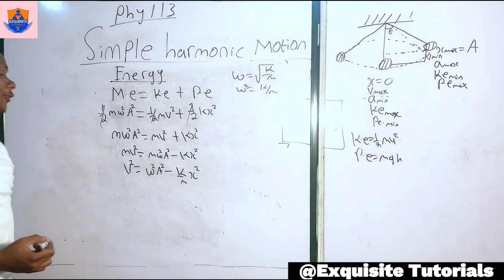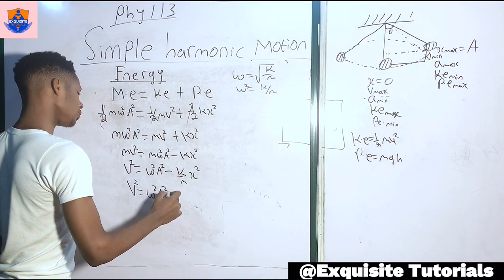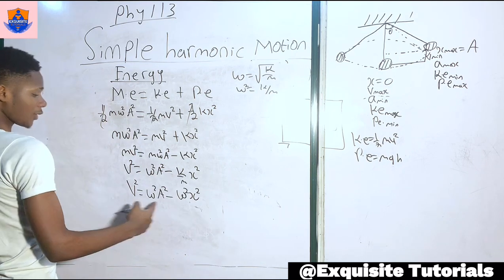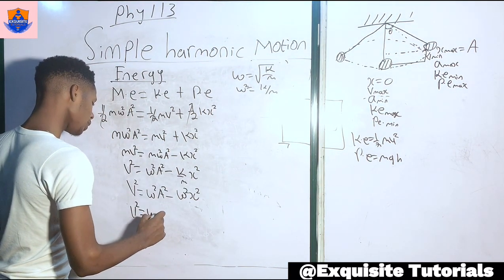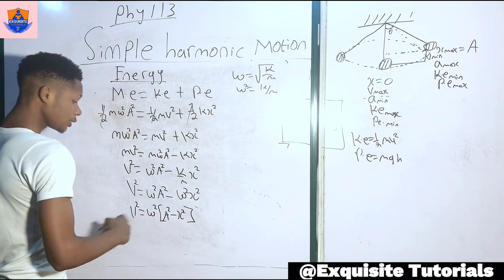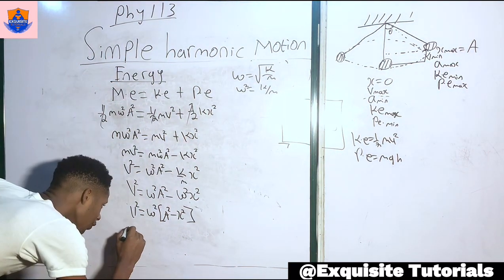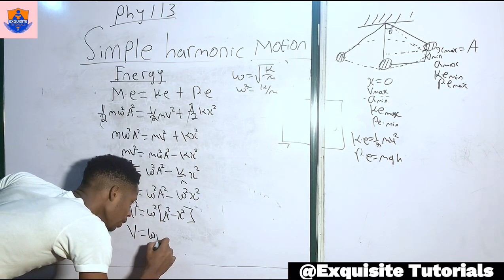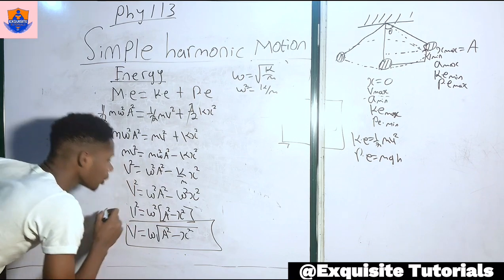We can just substitute directly for k over m with omega squared, giving us velocity squared equals omega squared a squared minus omega squared x squared. Now we can factor out omega squared because it is common. Therefore, velocity squared will equal omega squared in brackets a squared minus x squared. Now take the square root of both sides because we want to make v the subject and not v squared. Therefore, velocity will equal omega square root of a squared minus x squared.